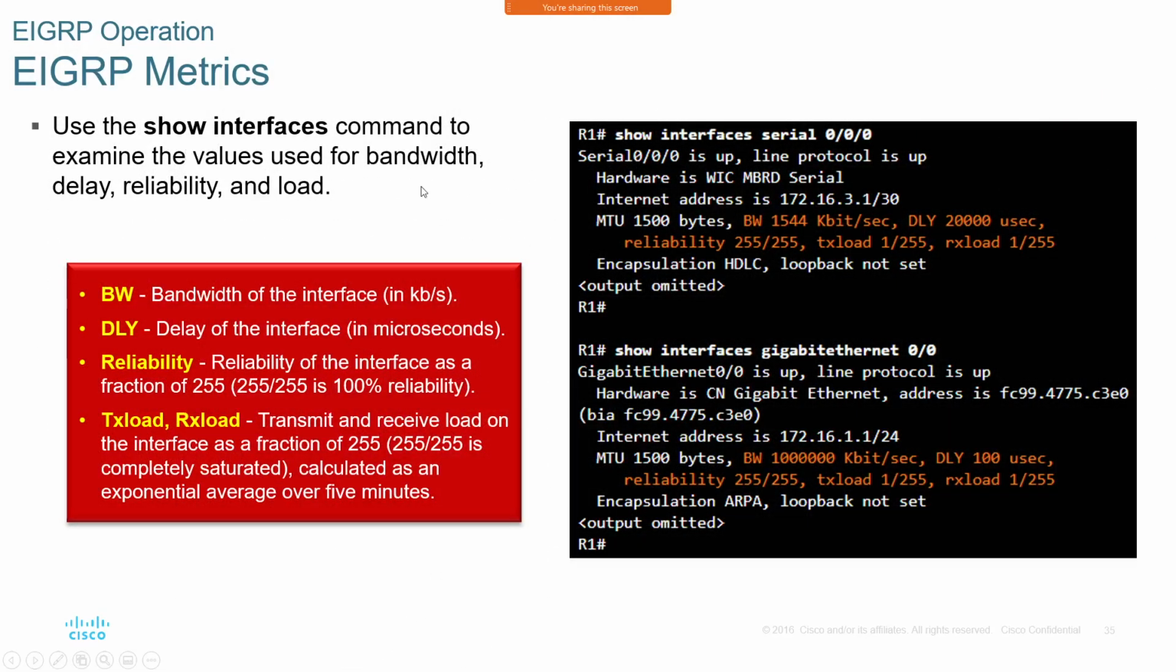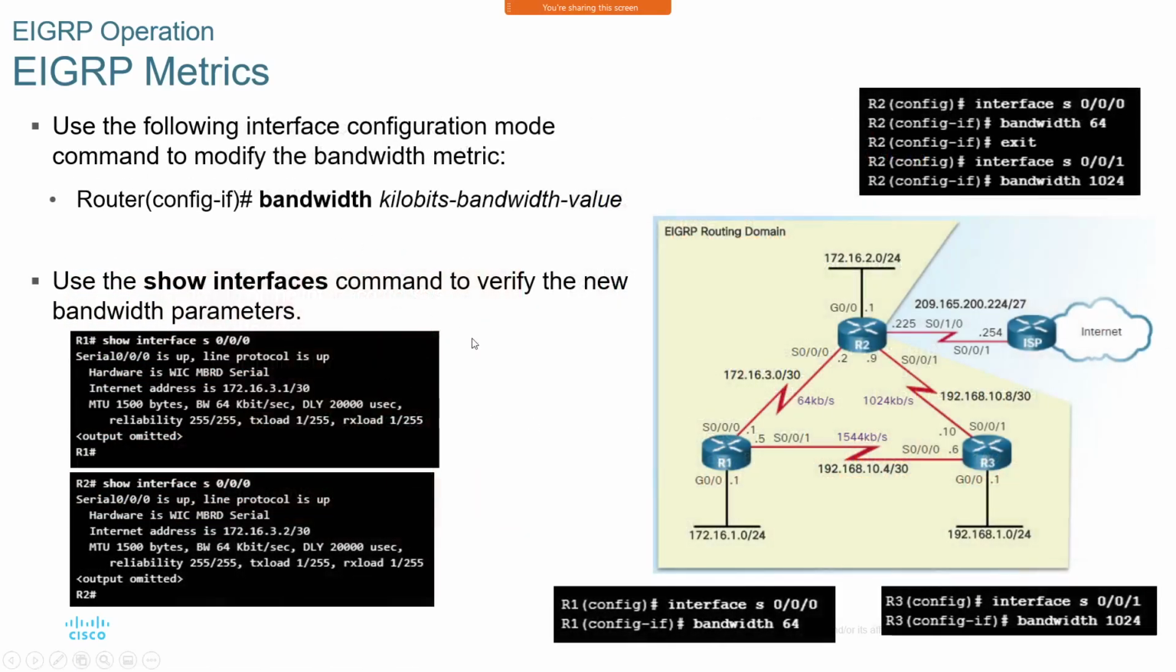Now, in order to verify what parameters are configured on a router, we can execute the command show interfaces serial. Then we're going to be able to check every single one of the parameters of the metric that EIGRP is going to calculate. We can actually change some of the EIGRP metrics in order to manipulate which is going to be the best path or the worst path based on the formula.